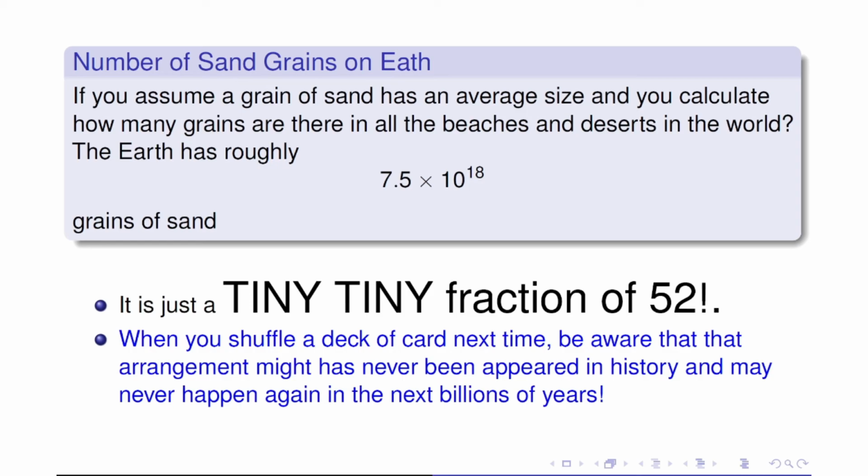So next time you shuffle a deck of cards, be aware that the arrangement you get might never have appeared in history before, and may never happen again in the next billions of years. That's how we can solve this problem, using the multiplication rule in counting methods.